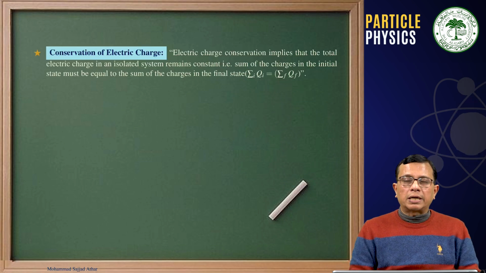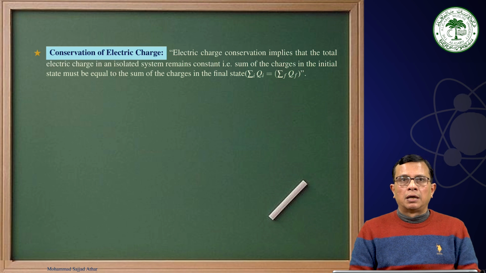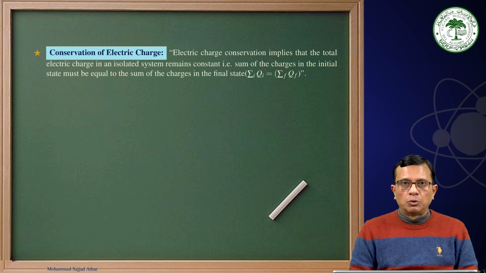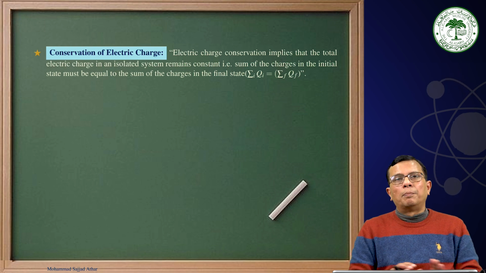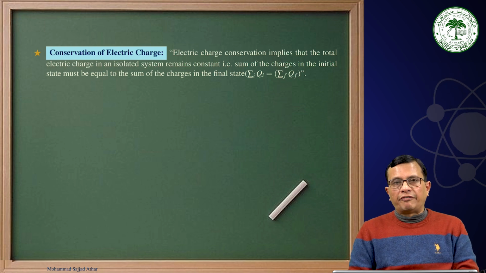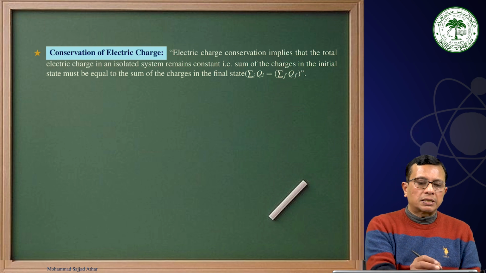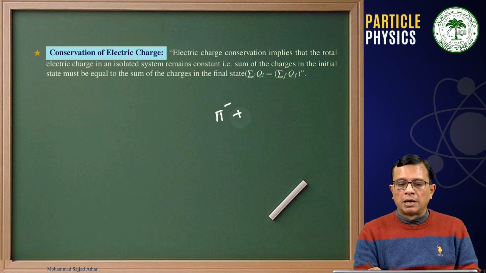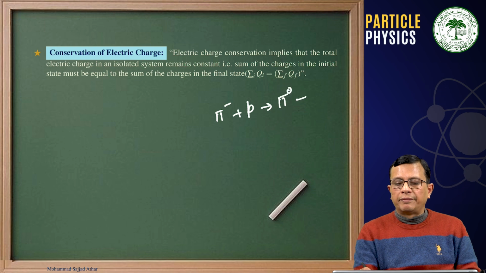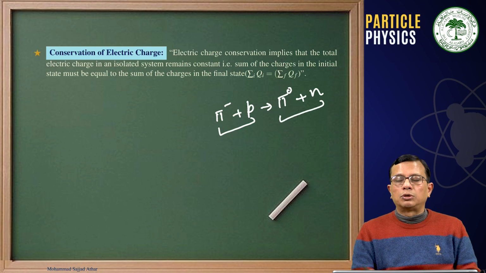Now, we were talking about the conservation of different quantities in particle physics. We have discussed conservation of energy, we have discussed conservation of linear momentum, then we have the conservation of charge. As I have told you, the total charge in the initial state must be equal to the total charge in the final state. That means we have discussed various examples like this. Pi minus p can give us pi 0 plus n in the final state. Here the total charge is 0. Here the total charge is 0.